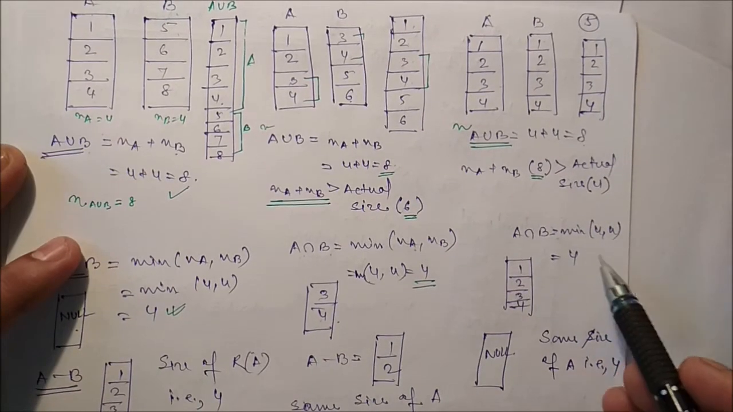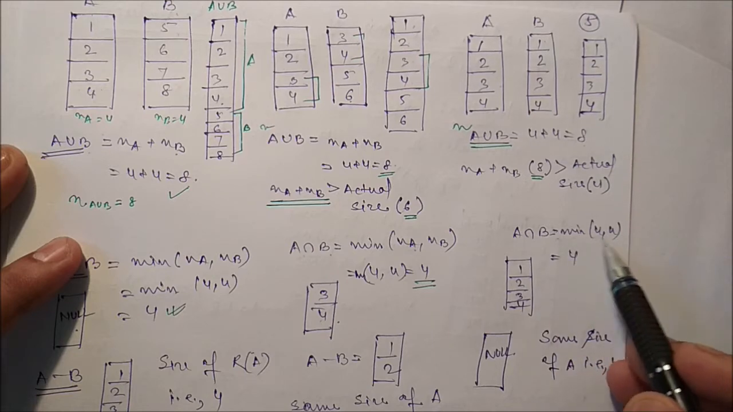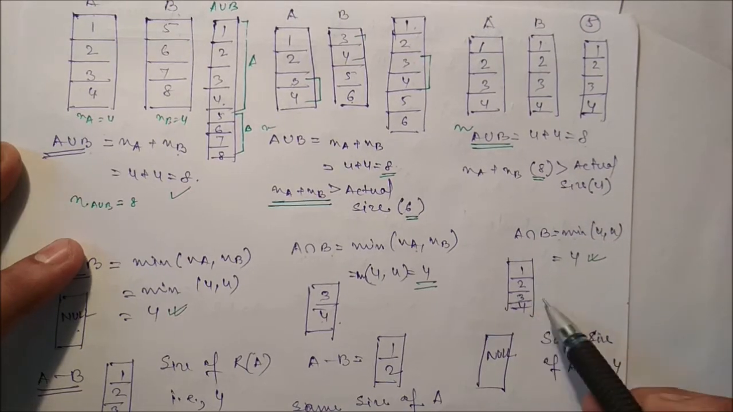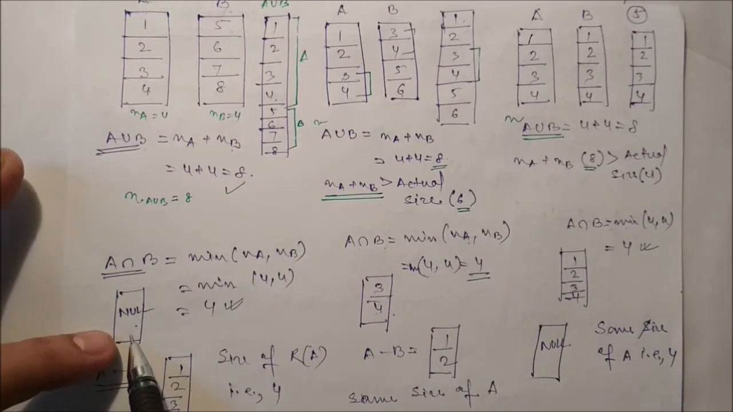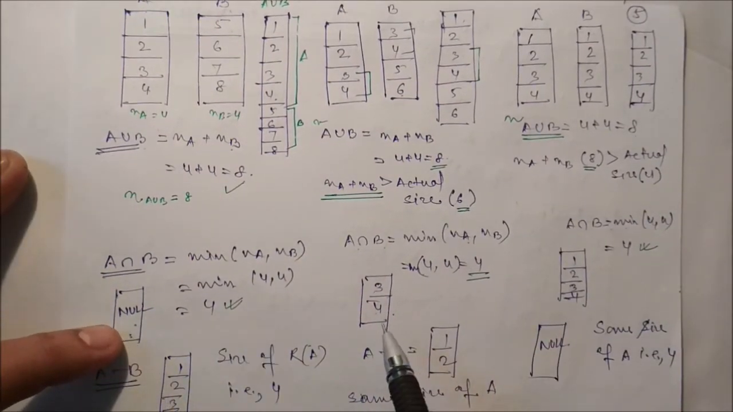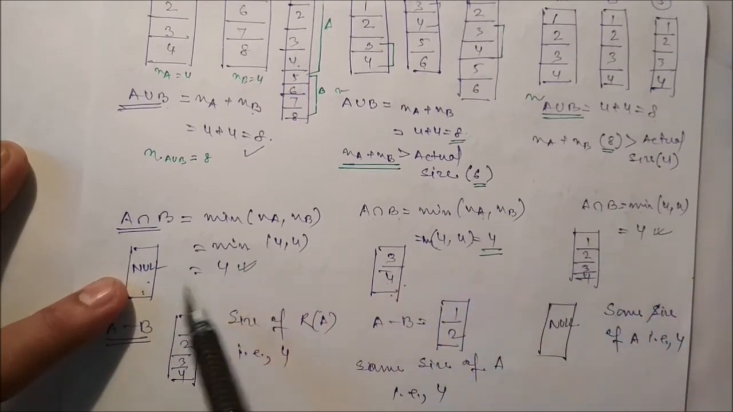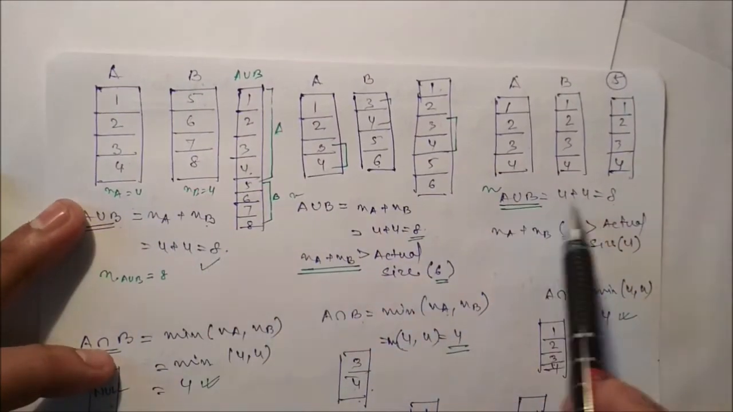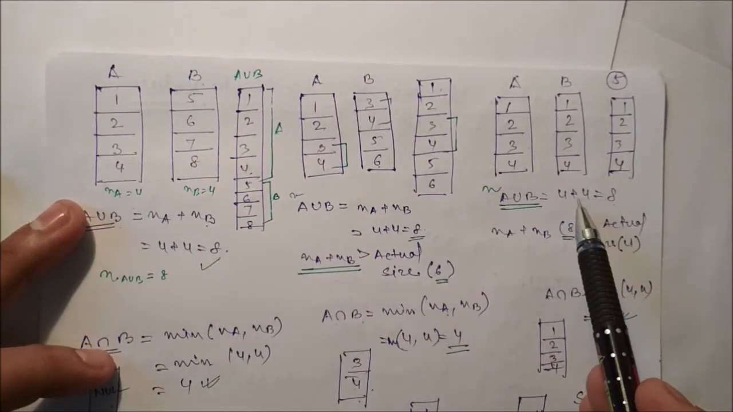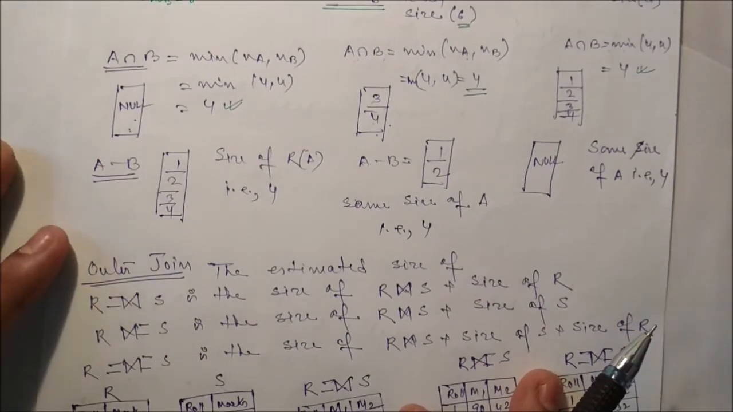Similarly, for A intersection B the size is 1, 2, 3, 4. We take the minimum of these two, 4 and 4, so the answer is 4. Here it is an exact estimation. But in the other case the number of records is 0, here 2, here 4. Anyhow, the number of records should not be more than 4, and the size should not be more than 8. That's why every time we take the upper bound. Are you getting this one?